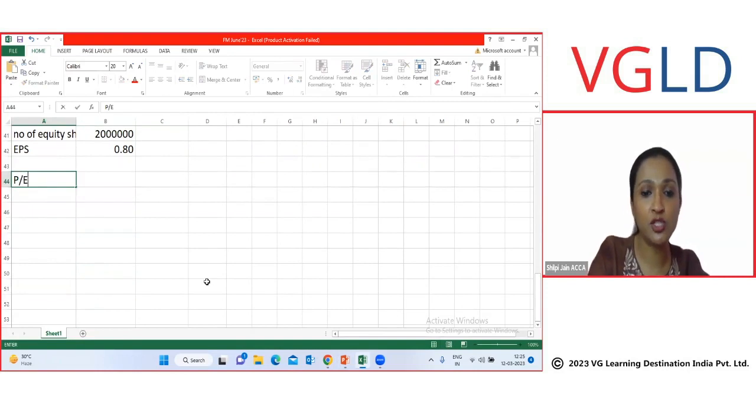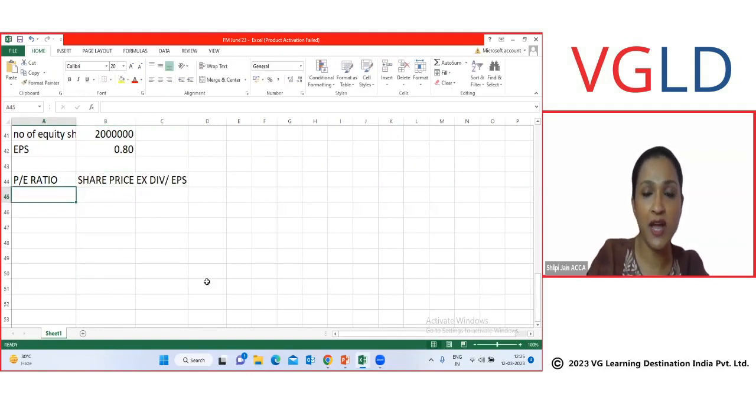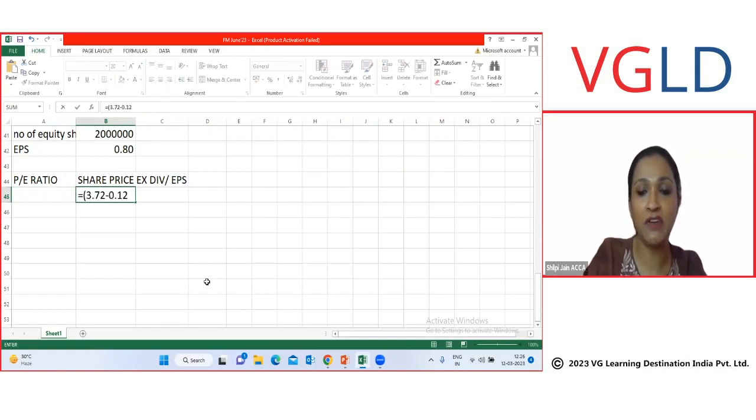So PE ratio, take your share price ex dividend always and divide that by your earnings per share. So what is my share price ex dividend? 3.72 minus the 12 cents of dividend which was recently given away, divided by my EPS, which is 60 cents, right? So that makes it equal to 6 times is my PE ratio.